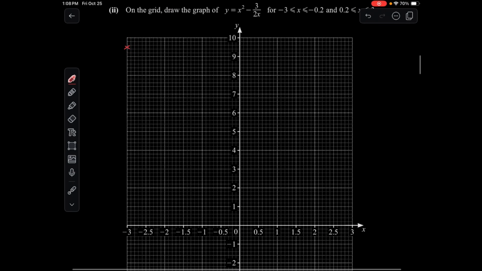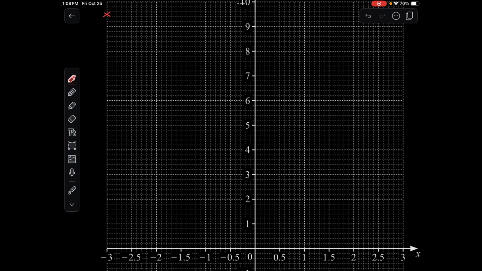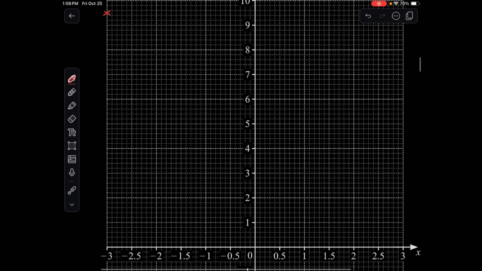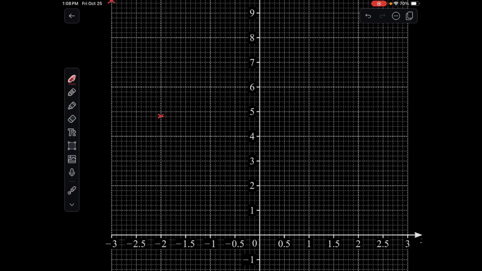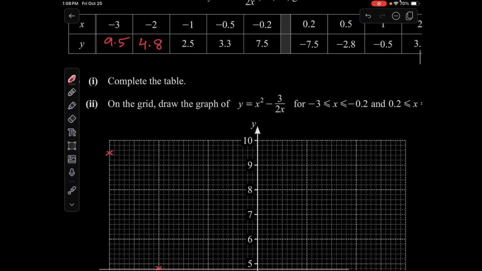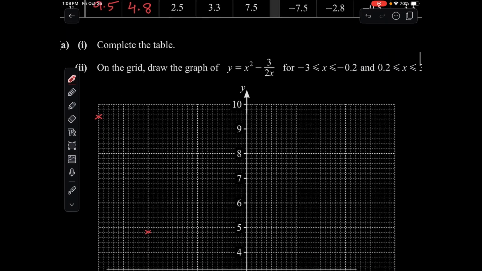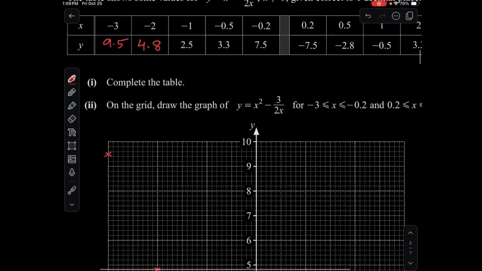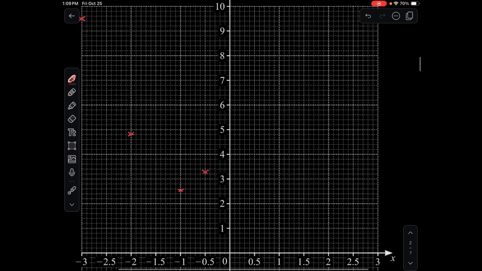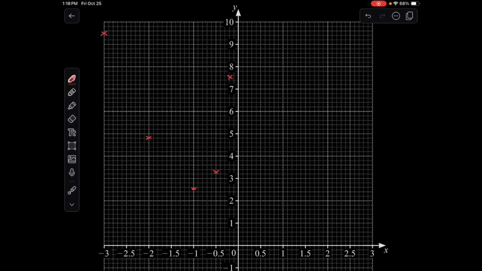Then we have minus 2 with 4.8. So 4.8 is going to be over here. Minus 1 with 2.5, 2.4, 2.5, somewhere in between. Then we have minus 0.5 and 3.3, 3.2, 3.3, and for minus 0.2 we have 7.5, and mark a point at 7.5.